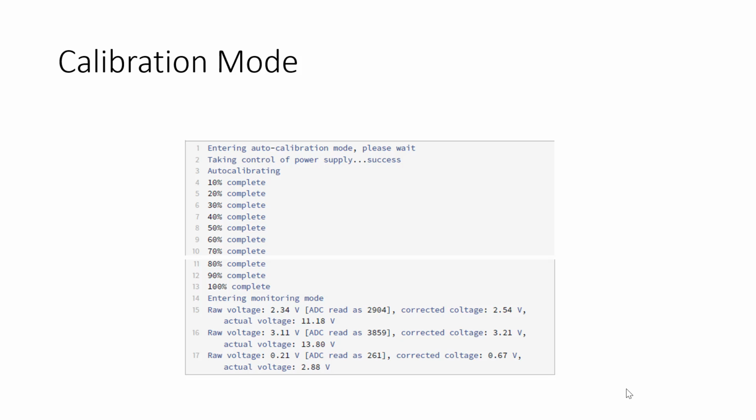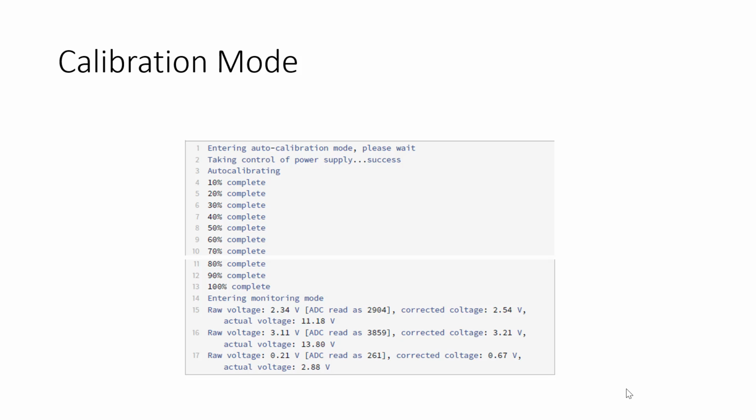So the ADC, you're reading an integer from that, obviously. And you're having to interpret this as a raw voltage and then a corrected voltage. Oh, I have a typo. That should say voltage, not voltage. But anyway, raw voltage 2.34 volts, which is interpreted from an ADC reading of 2904, and then corrected voltage 2.54 volts.